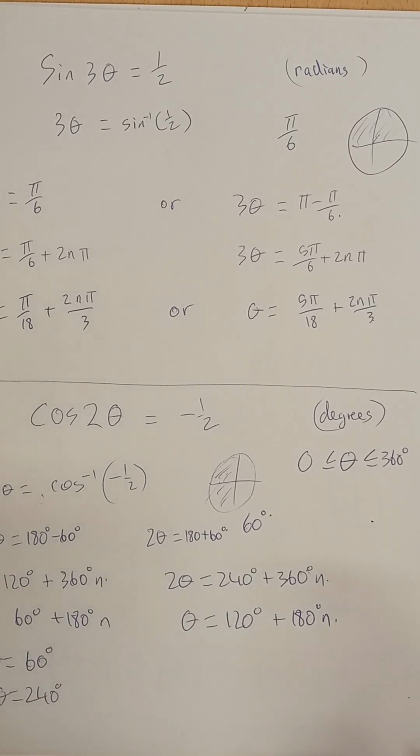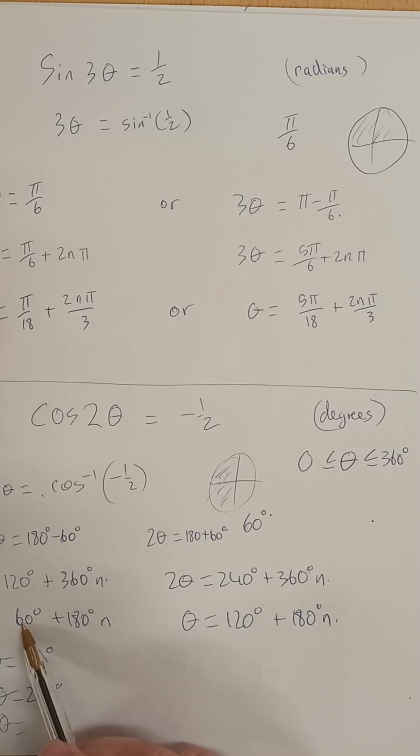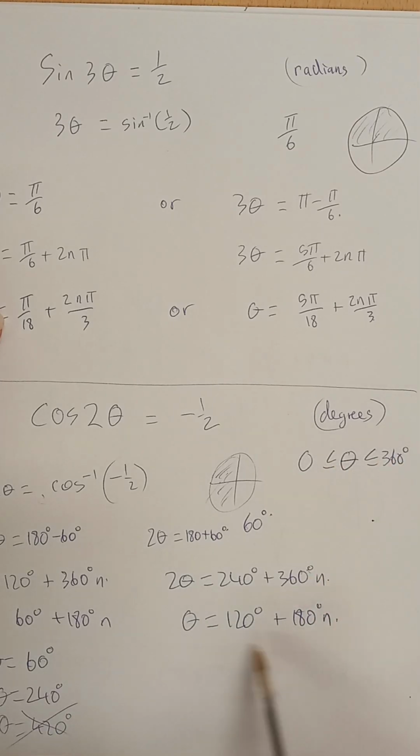Something tells me if I try 2, it won't work. If I put 2 in there, that would give me a theta of 60 plus 180 times 2. 180 times 2 is 360. 360 and 60 is 420. And that doesn't work because it's outside. So now let's check here.